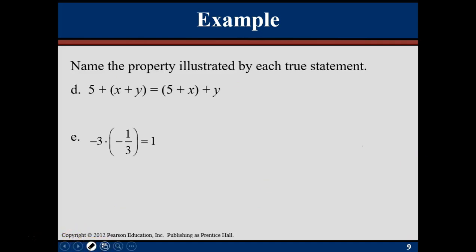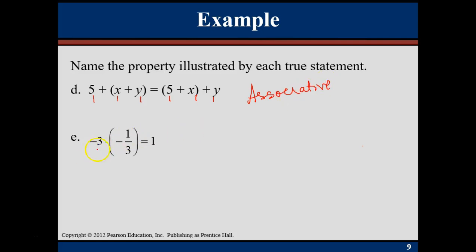D, I have 5 plus the sum of x plus y. And then it's changed to the sum of 5 plus x and then plus the y. And since the order stayed the same, it's 5xy, but the groupings changed, this is only the associative property for addition.